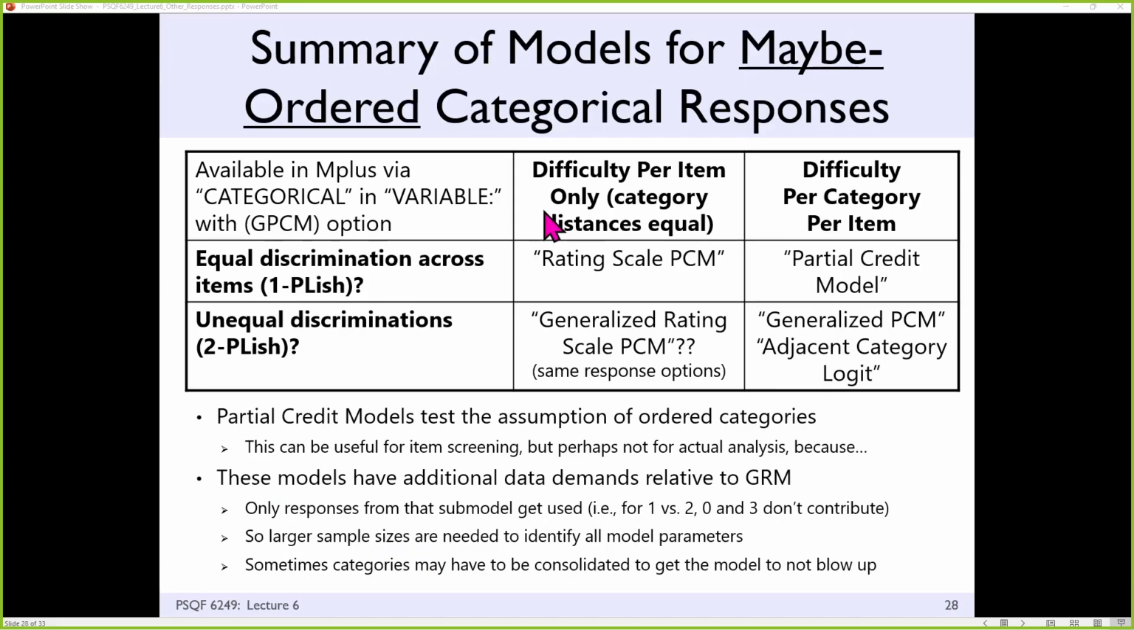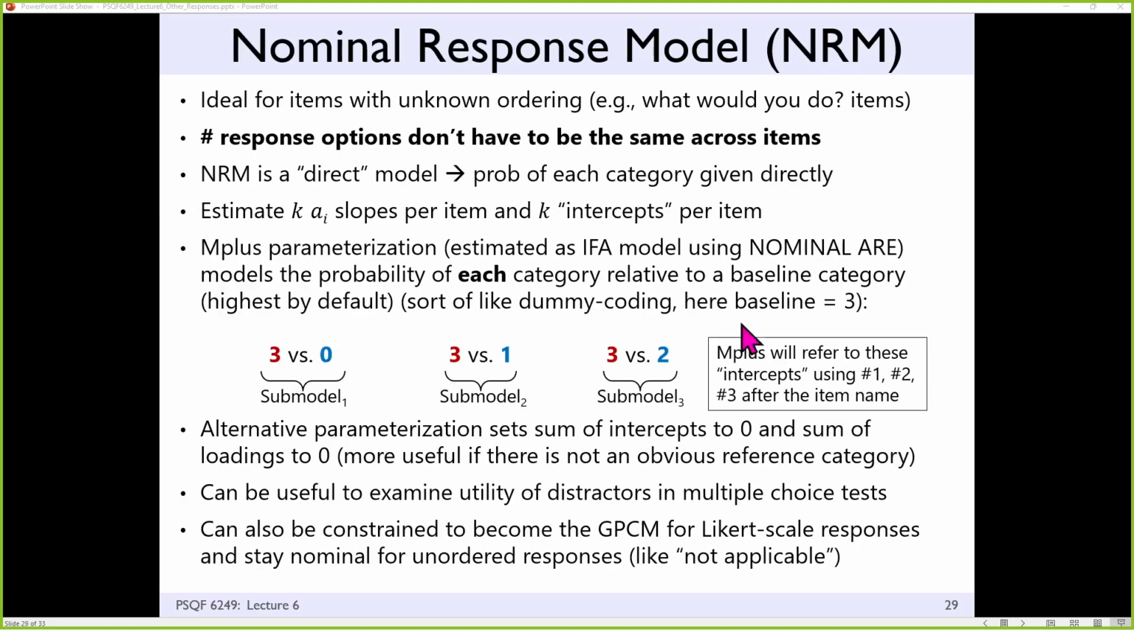So that was a brief tour of all the other ones. One of the reasons partial credit models don't get used is because each submodel doesn't use all the available data. So it can be harder to estimate the transitions for categories that are used less frequently. Nominal is the other one that you should be aware of. Nominal is for unordered categories where no one would ever say they're ordered. So like, what would you do in this situation? Those kinds of answers where there's not a right answer per se, but some choices might be more related to the trait.